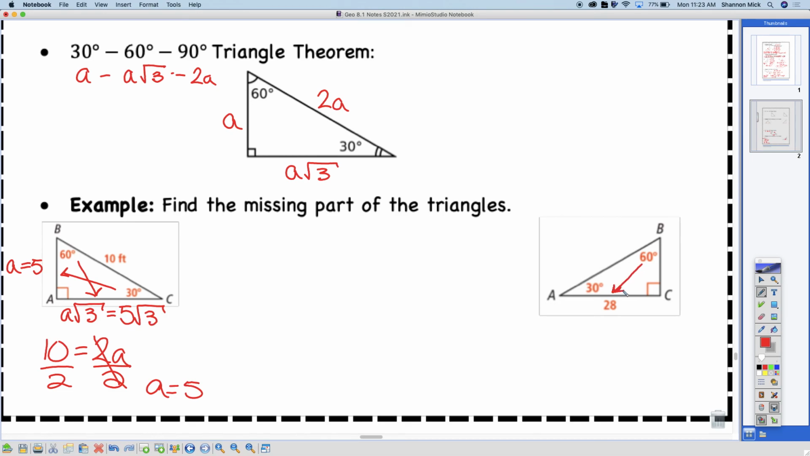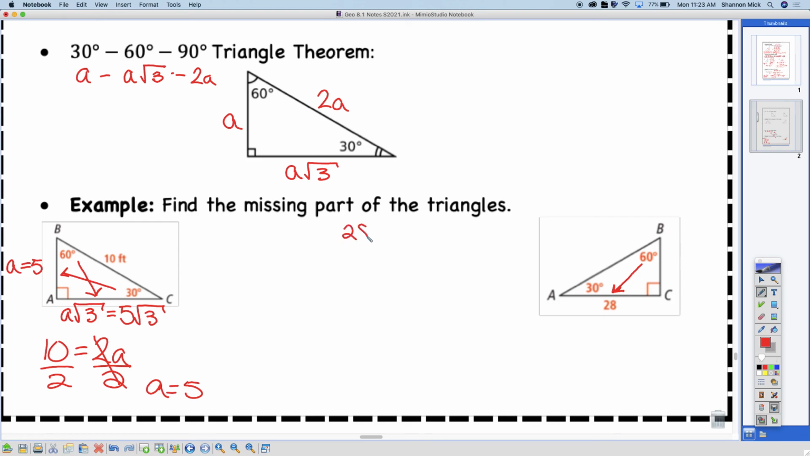Okay, now what do I have? I have 30, 60, 90 also. So as soon as I see 30, 60, 90, I should be thinking A, A square root of 3, 2A. But you don't have the hypotenuse. I don't have the hypotenuse, I have a leg. Which leg? This is the biggest leg, across from 60. What's the ratio for across from 60? A square root of 3. So I take 28 equals A square root of 3.